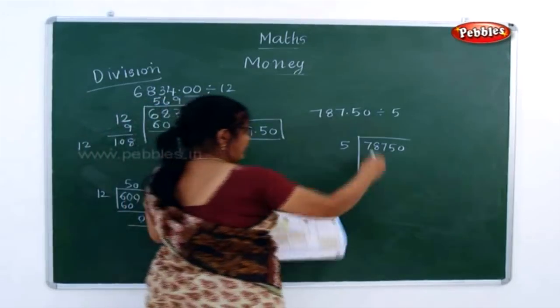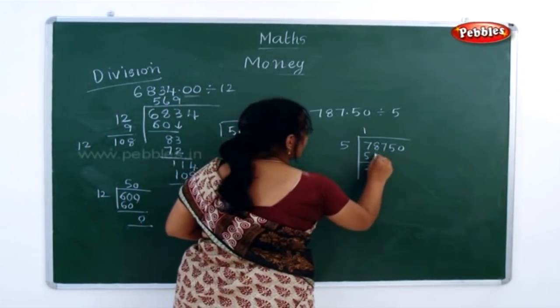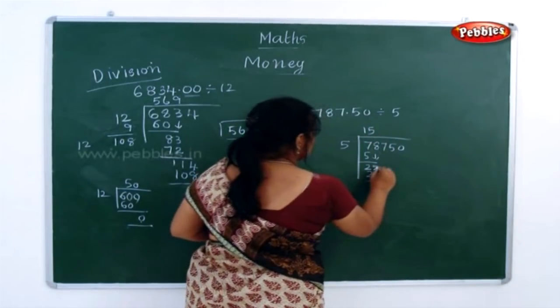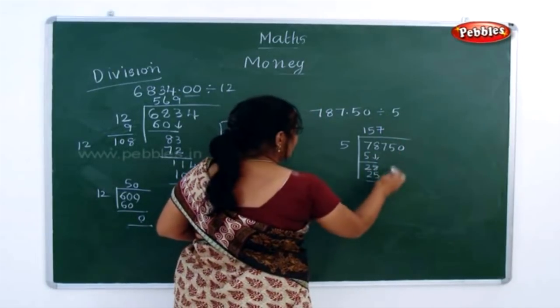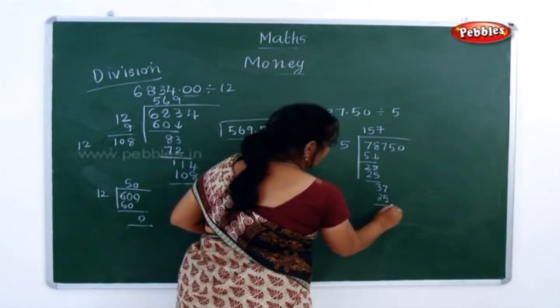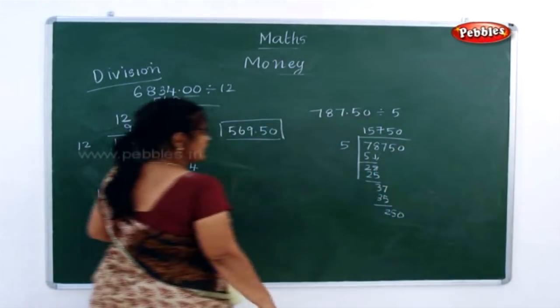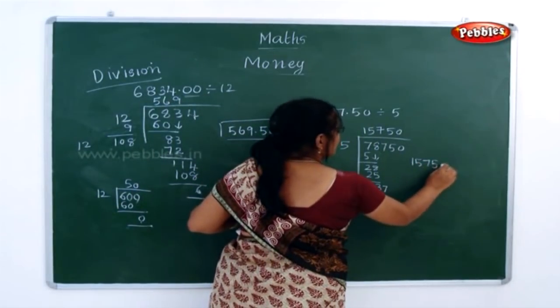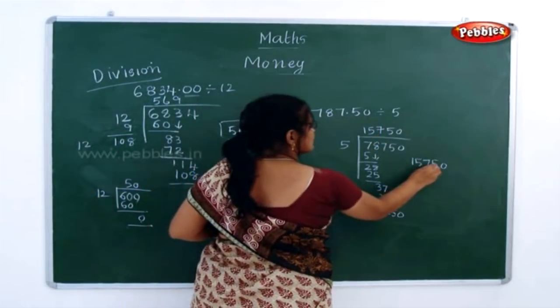Now what is it? 5 ones are 5. Then 7 minus 5 is 2. This 8 you can put it here. 5 5s are 25. Then what is 8 minus 5? 3, then 37. You can put 7 here. Right? 35. Then here 250. So I think it is 50. Now what happened here is, you are getting 15750. Now because you have taken the decimal, the last two can be decimal.